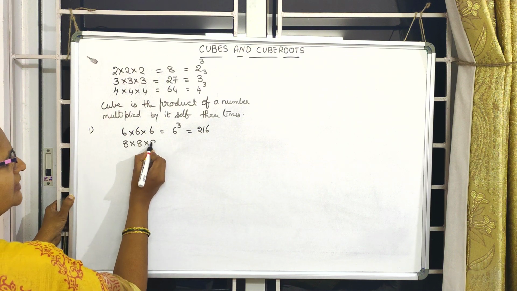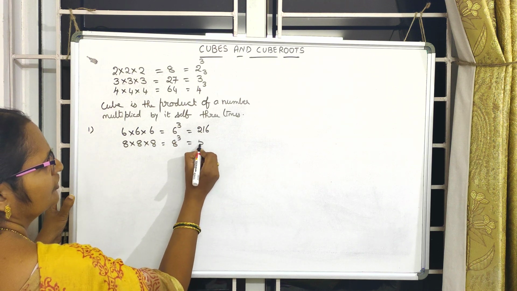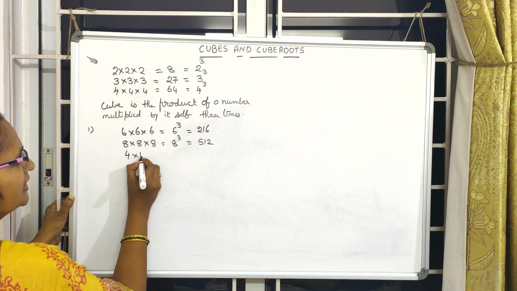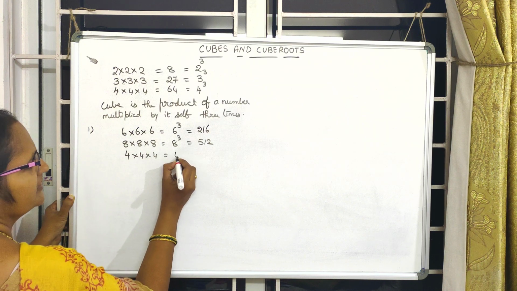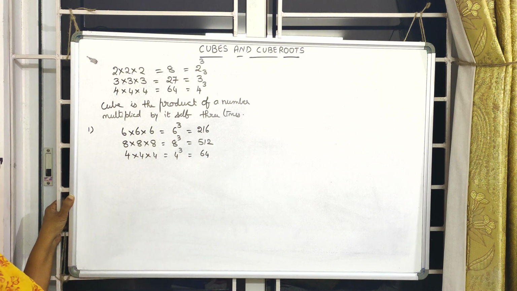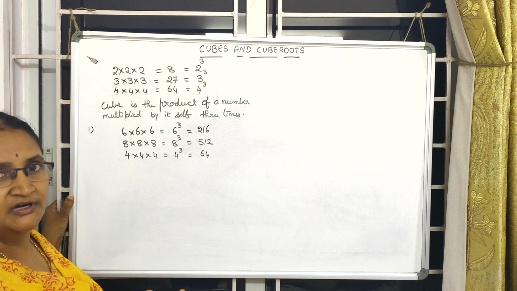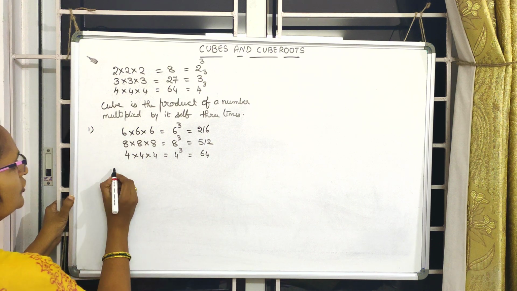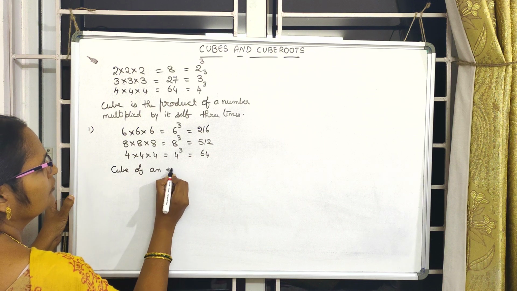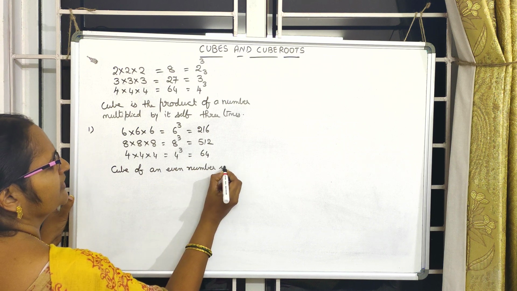8 times 8 times 8, it is an even number. 8 cube. 8 cube value is how much? 512. Even number. Take 4. 4 times 4 times 4 is nothing but 4 cube. 4 cube is how much? 64. Even number. By these examples, what can we generalize? Cube of an even number is even.